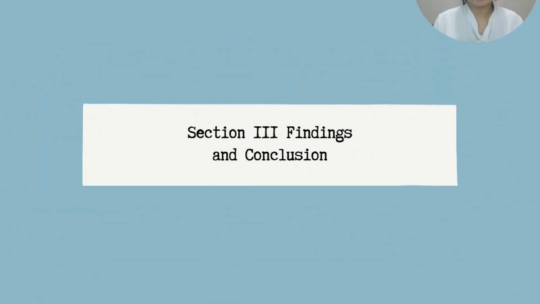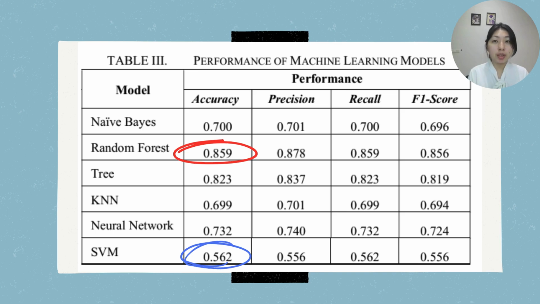Section 3. Since we only implemented MLP in Python, to compare all the machine learning models, I decided to use Orange as the comparative tool. This table shows the performance of all the machine learning models. We can see that random forest has the highest accuracy compared to the other models, meaning random forest is the best model for predicting liver disease, while SVM has a low accuracy. So SVM is not a good choice.